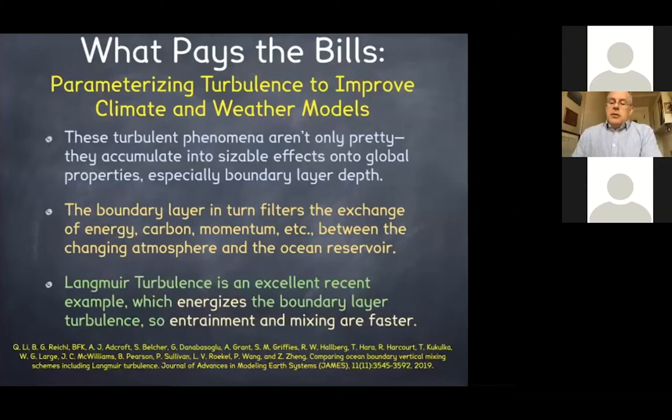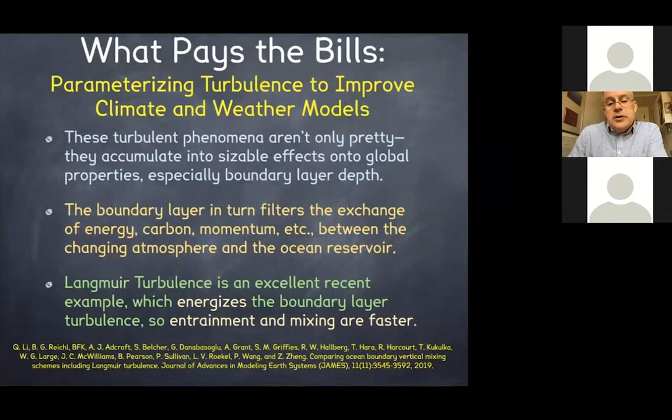Okay. But one quick thing we have to touch on here is what pays the bills, parameterizing turbulence. This is where we're going with all this beautiful dynamics: we'd like to improve climate and weather models through keeping these pieces in the game. And so all these turbulent phenomena aren't only pretty, they accumulate into effects that might have global impact, especially the boundary layer depth. So the boundary layer in turn filters the exchange of energy and carbon between the atmosphere and the ocean, the deep ocean reservoir.